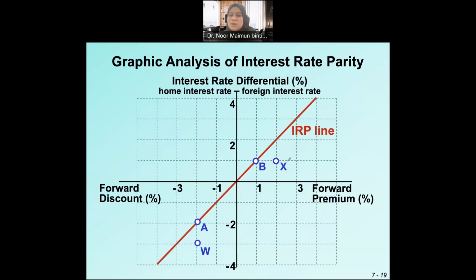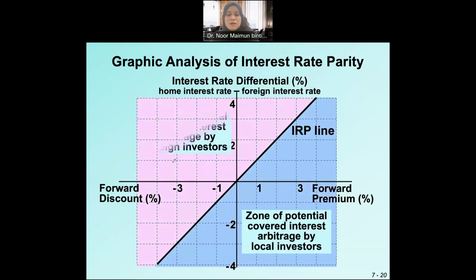What is the meaning of the point below here? Or if the point is above here, there is a meaning to that as well. So what does it mean? If it falls below the IRP line, which is here, it is a zone of potential covered interest arbitrage by local investors. This means the covered interest arbitrage is owned by the local investor. But when it is here, it is owned by the foreign investor.